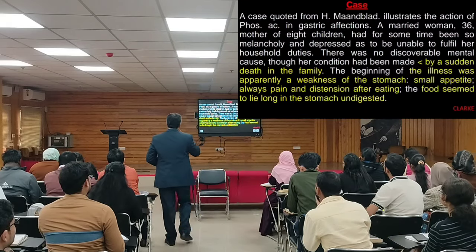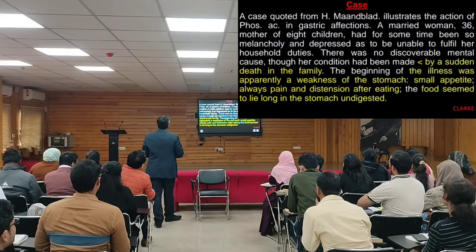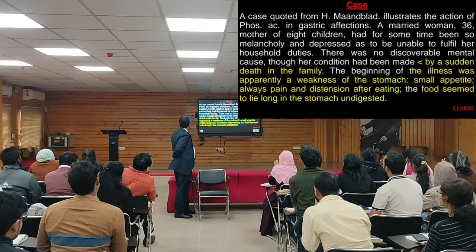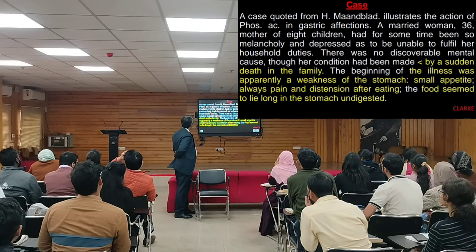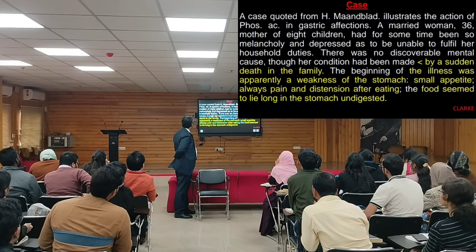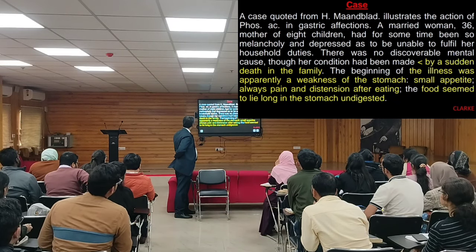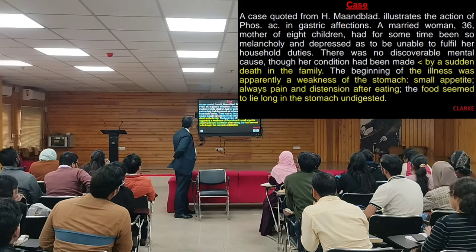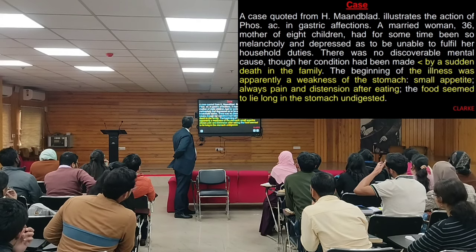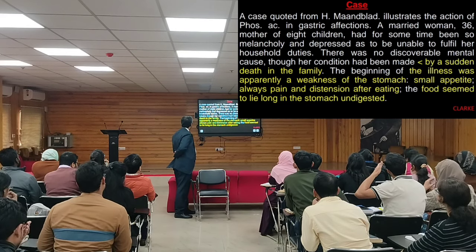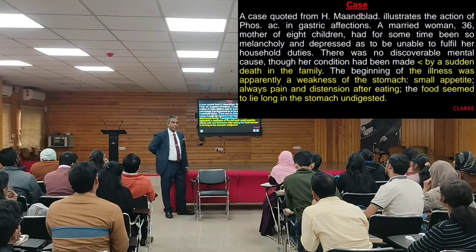Clarke has given a case. A married woman, 36, mother of 8, had for some time been melancholic and depressed, so as to be unable to fulfill her household duties. There was no discoverable mental cause. Aggravation by sudden death of a family member. The beginning of the illness was apparently a weakness of the stomach, small appetite, always pain and distension after eating. The food seemed to lie long in the stomach undigested.